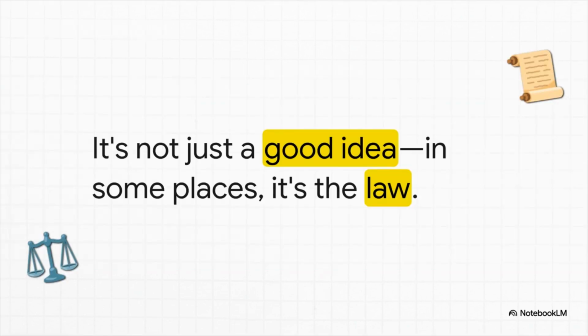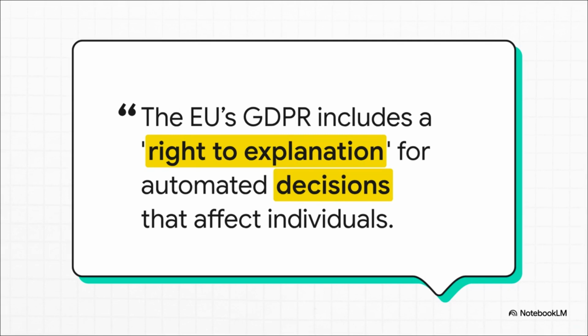And yeah, about that point on regulations, this isn't just some philosophical debate happening inside tech companies. It's actually becoming the law. Governments and regulators are stepping in and basically saying, hey, if your automated system is making big decisions, you better be able to explain it. A perfect example of this is the EU's GDPR. That's the General Data Protection Regulation. It has a clause that's literally called a right to explanation.